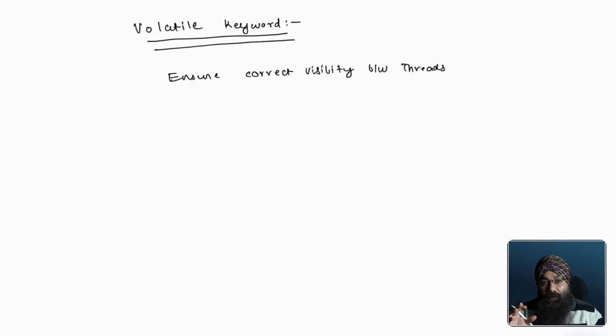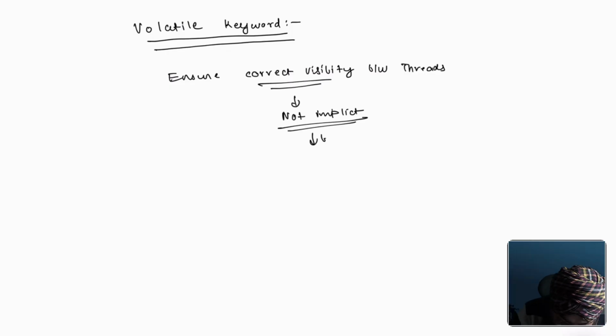So the volatile keyword ensures that the correct value of the variable that we are modifying is reflected across threads. Okay, so why do we need something to ensure this? Why is this not implicit? This is not implicit.